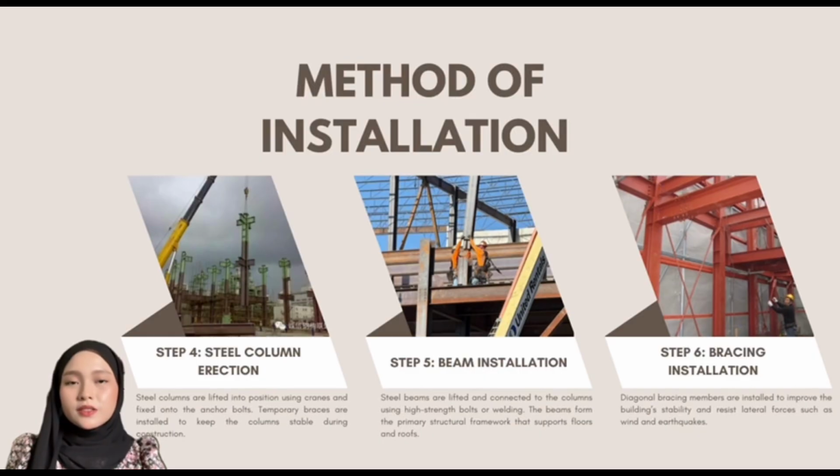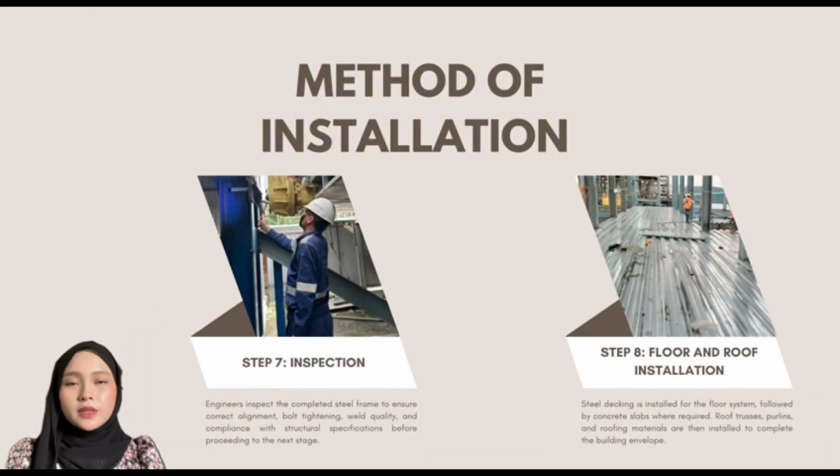Next is bracing installation. Diagonal steel bracing members are installed between the columns and beams to improve the stability of the structure. They help the building resist lateral forces such as strong winds and earthquakes, ensuring the frame remains stable and safe. After the steel frame has been assembled, an inspection is carried out.